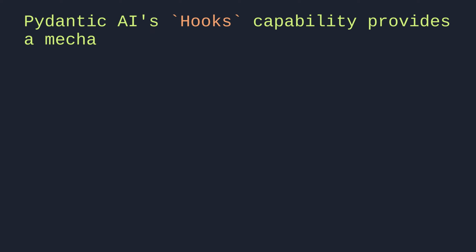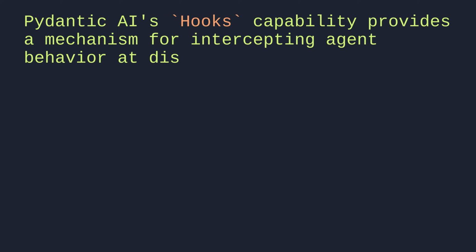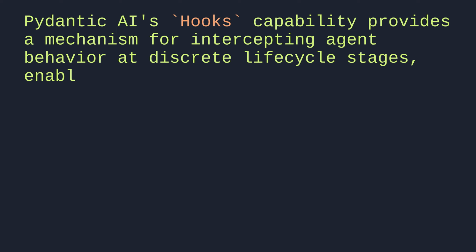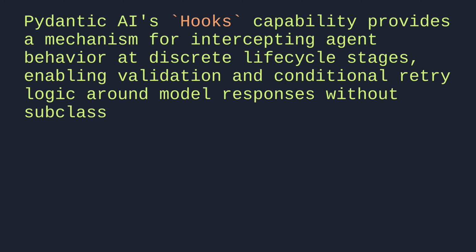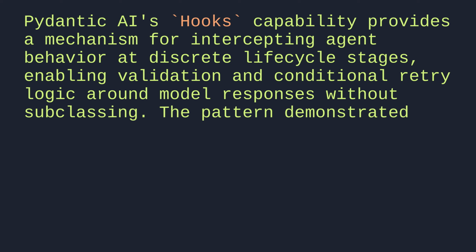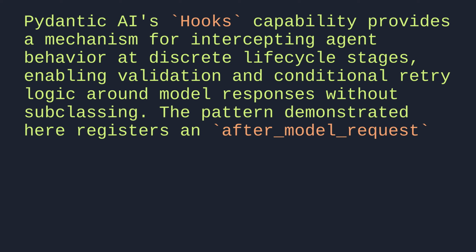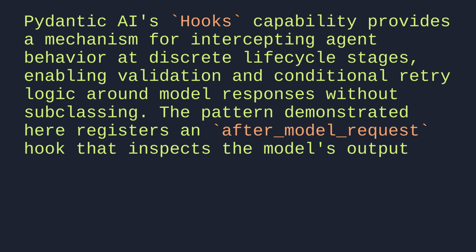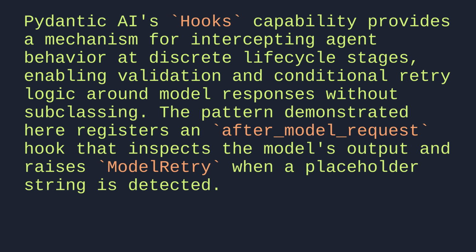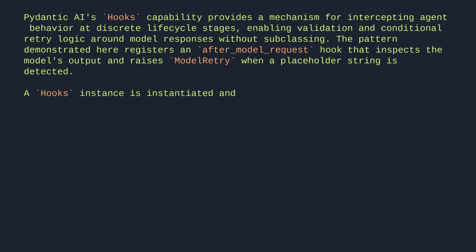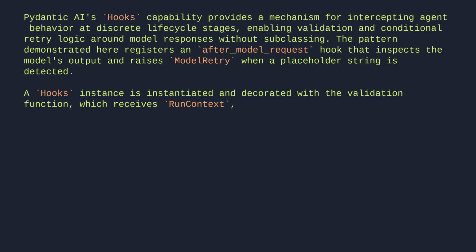Pydantic AI's hooks capability provides a mechanism for intercepting agent behavior at discrete lifecycle stages, enabling validation and conditional retry logic around model responses without subclassing. The pattern demonstrated here registers an after-model request hook that inspects the model's output and raises ModelRetry when a placeholder string is detected. A hooks instance is instantiated and decorated with the validation function, which receives run context, model request context, and model response parameters.